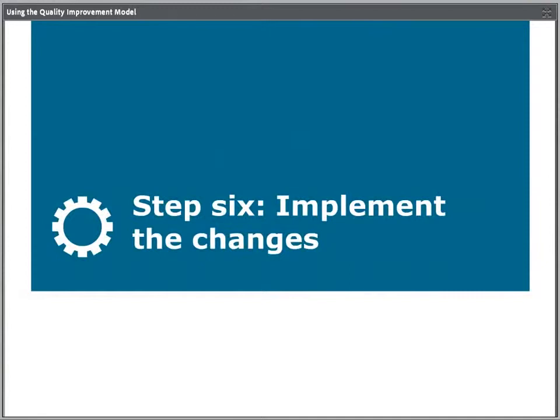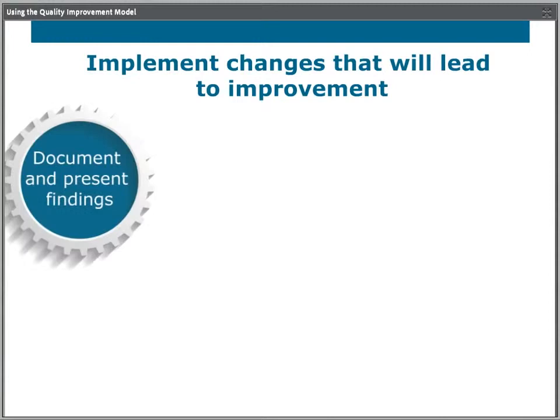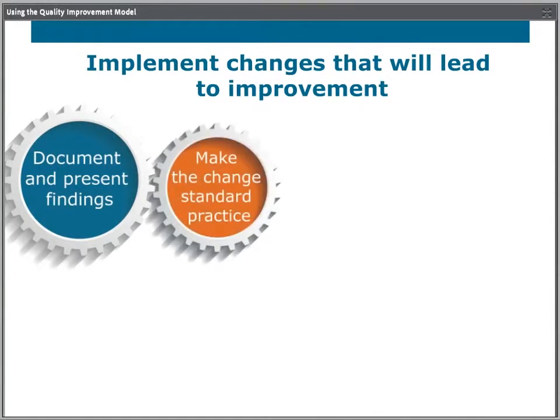We have step 6 now, implement the changes. So now we're ready to actually try out some things. So we've gone through our PDSA cycles, and we're looking at how to implement the changes that will lead to an improvement. So first of all, we really have to document and present the findings. I think this is really important to have some documentation here and be able to present them to those interested parties, like we said at the beginning. We have to make the change standard practice. So once we've decided this is the way to go, we have to make it stick.